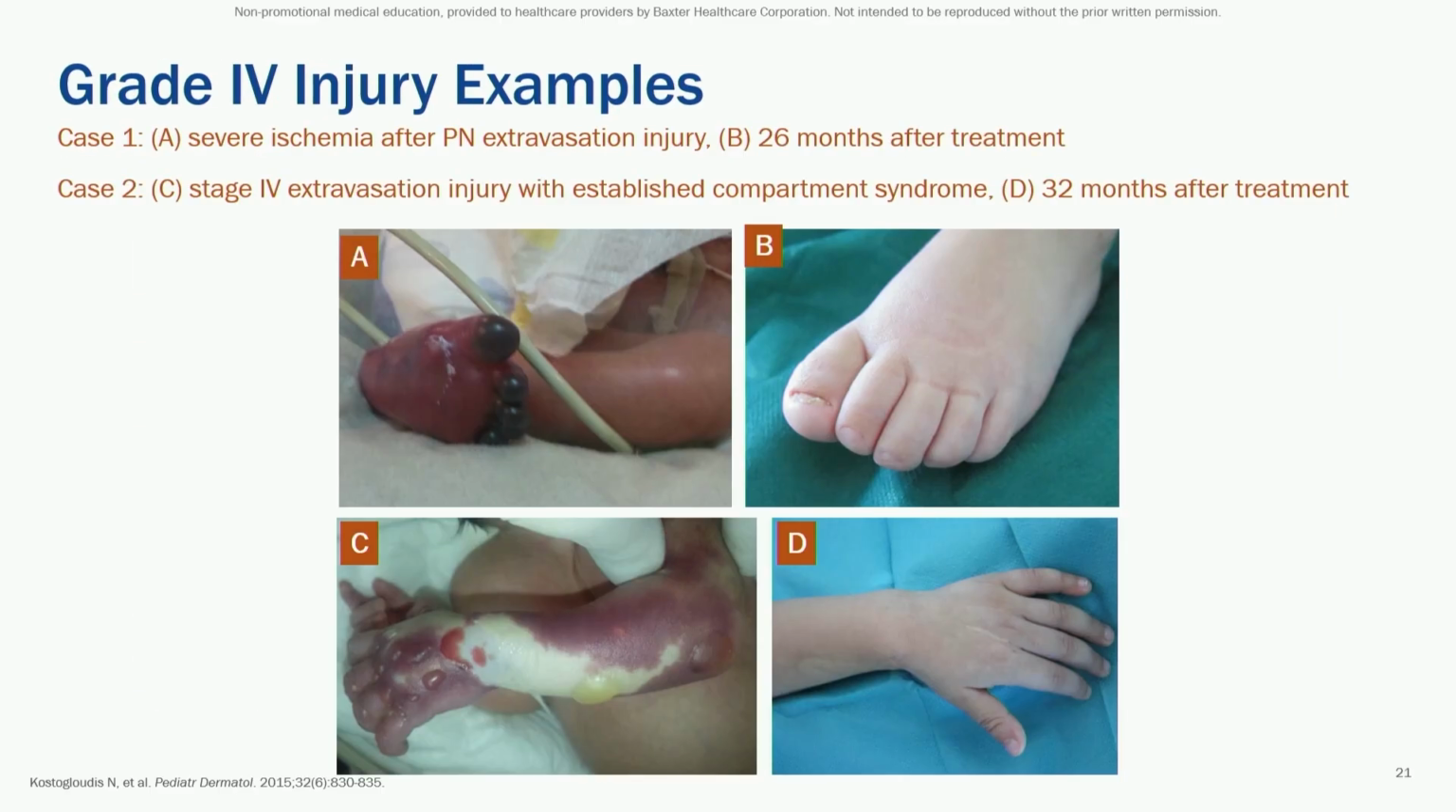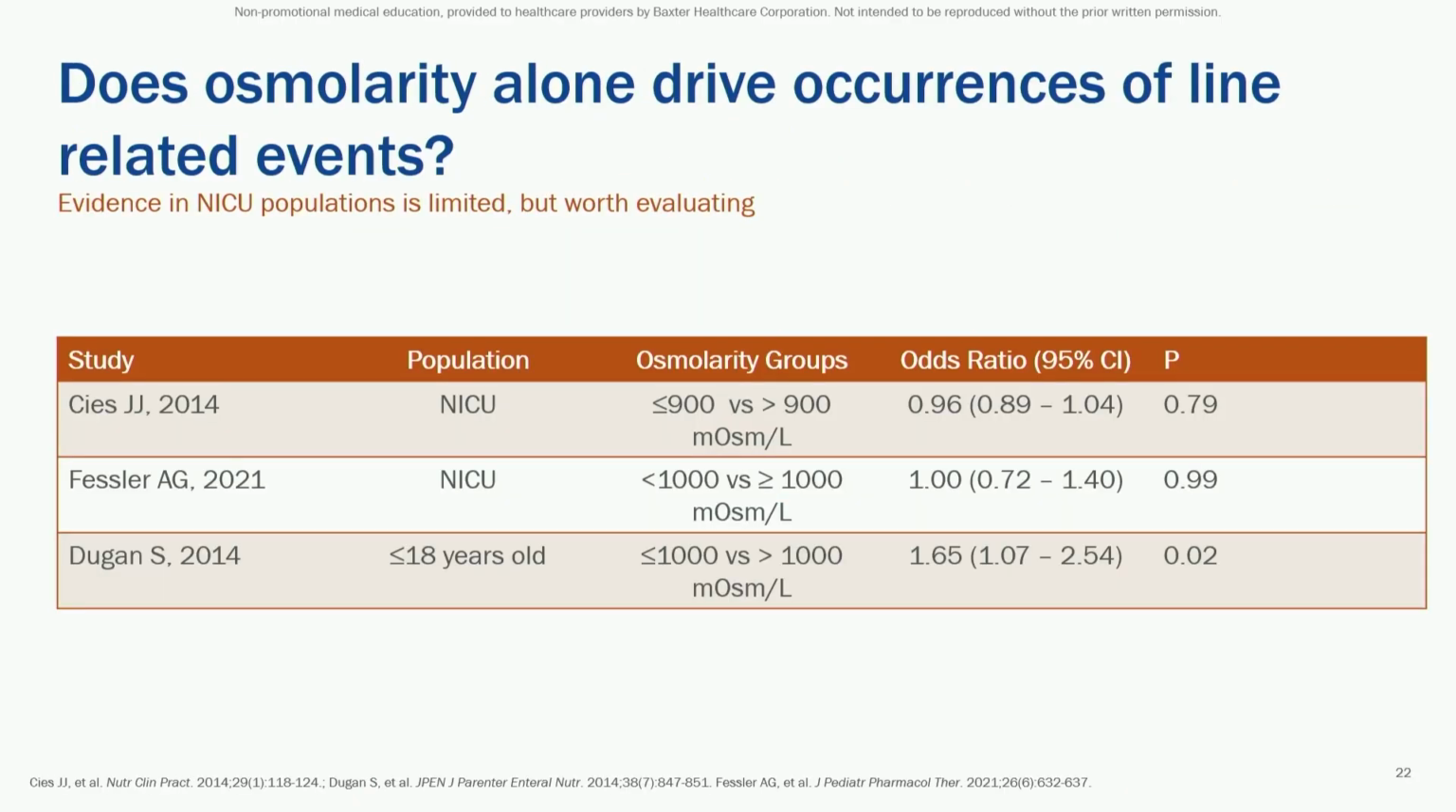And then here are two examples of a grade 4 injury, with A showing severe ischemia after PN injury and B showing 26 months after treatment for that injury. C, a stage 4 injury with established compartment syndrome, and D showing 32 months after treatment. And I show these as an important reminder to myself and to you all that the risk is real and there is a real patient impact here. So when I say, let's take a closer look at our osmolarity limits, it's not to dismiss this risk, but also to weigh the risks and benefits of our practice.